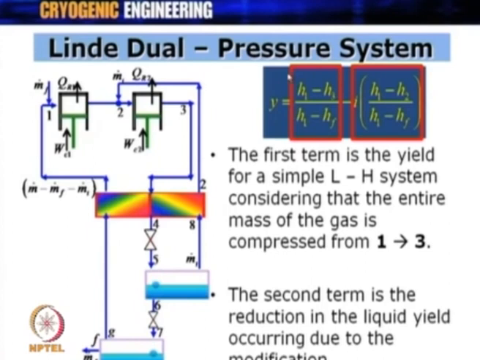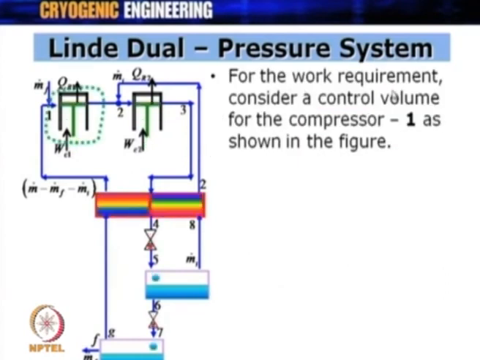All right. So, if one wants to understand, the first term indicates what would be the yield if the gas is compressed from point 1 to point 3 directly, and the second term actually brings it to the actual case of the Linde dual pressure system. It deducts the value of y because it is a dual pressure system. All right. So, you will get less yield as compared to what it would otherwise have got in the Linde-Hampson system compressing the gas using one compressor from point 1 to point 3 directly. For the work requirement now, what we have done till now is finding an expression of y.